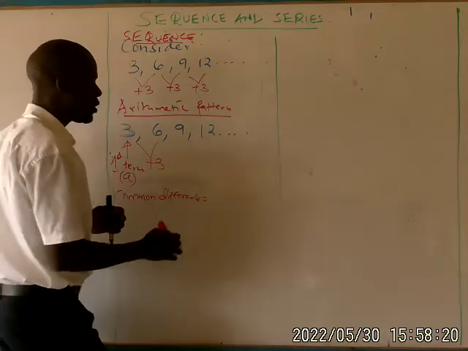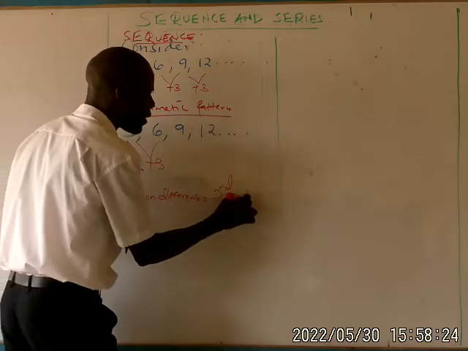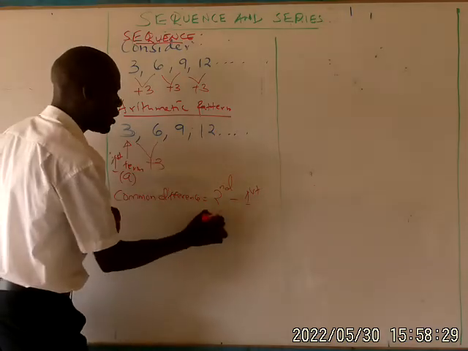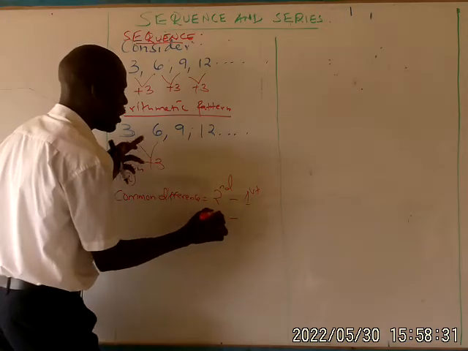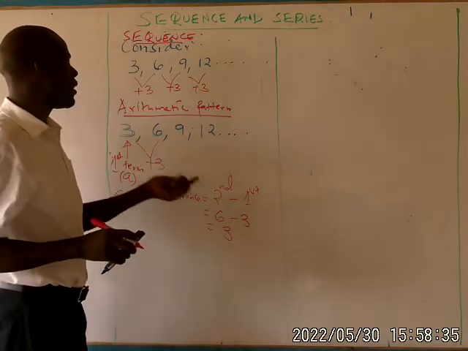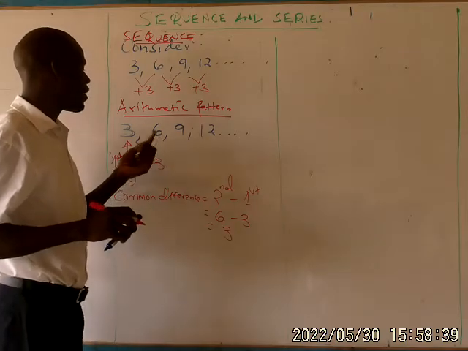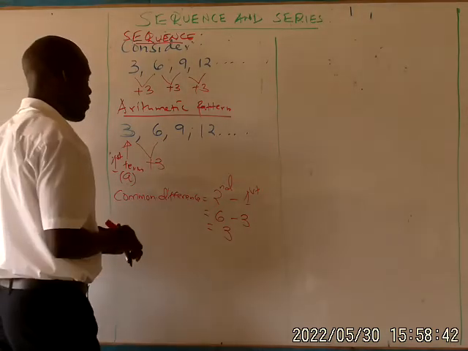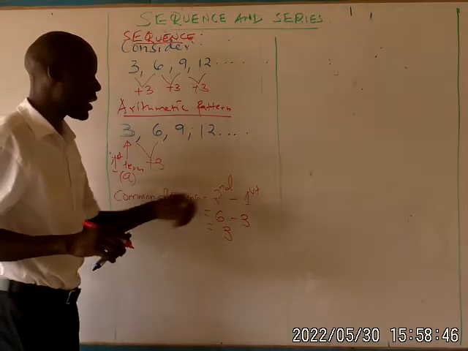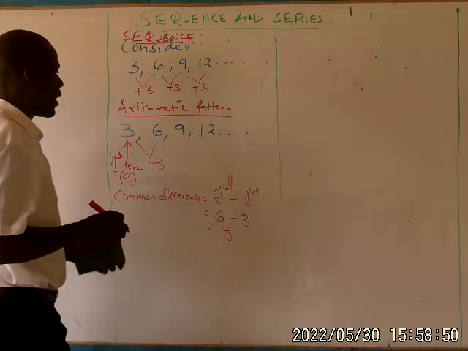What's a common difference? To find the common difference, it is the second term minus the first term. For our case, the second term is 6 minus 3, which gives 3. Or you can say the third minus second: the third here is 9 minus 6, and we get 3. So our common difference is 3. Notice that we are saying the second minus the first, not the other way around.